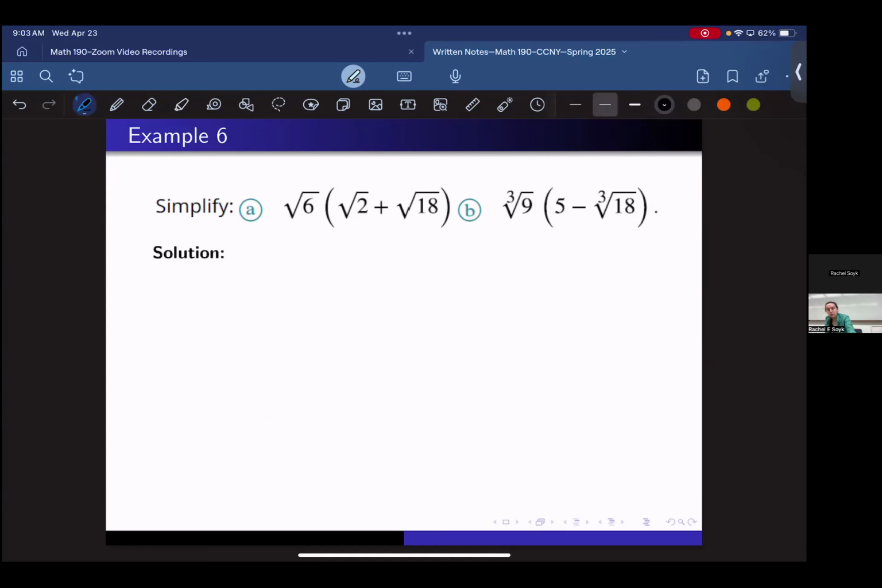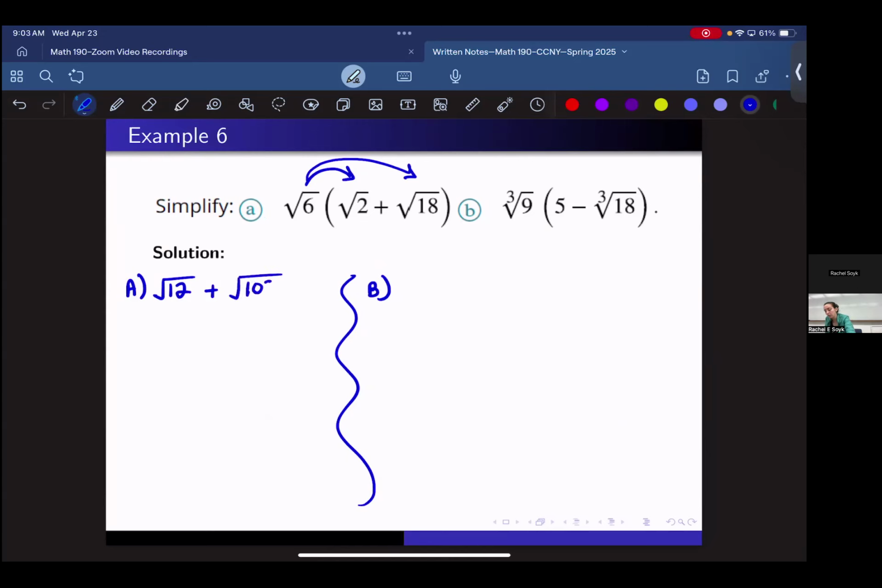So in example 6, we have two parts. Square root of 6 times square root of 2 is the square root of 12. And square root of 6 times the square root of 18 is the same as, okay, well, 6 times 10 is 60, and 6 times 8 is 48. So 60 plus 48 gives you 108, so the square root of 108.